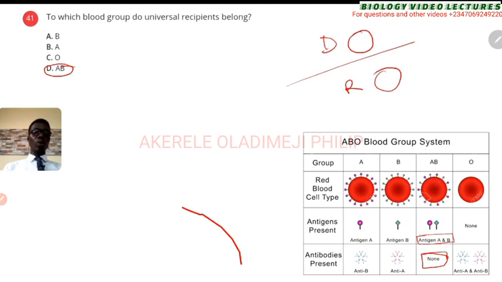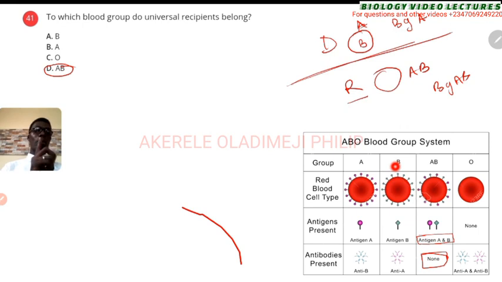Now, let me show you the reason why somebody that's blood group AB can receive blood from everybody. Let's say this person is blood group A. If you have blood group A, you are going to have antigen A outside, and you are going to have antibody B inside, like in your plasma. Now, this person is blood group AB that wants to receive blood from a blood group A person. The one below the line here is the recipient.